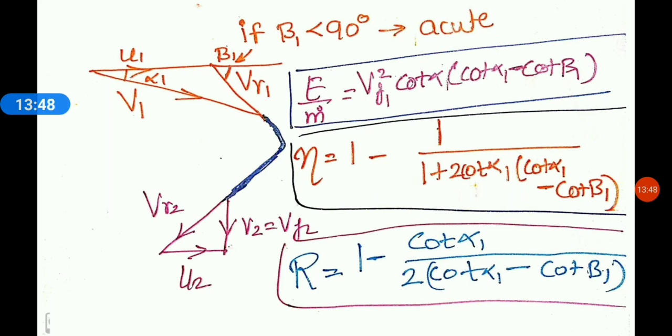Fine. So this was all about the degree of reaction for Francis turbine and the hydraulic efficiencies in terms of guide blade angle, inlet guide blade angle and the runner blade angle.